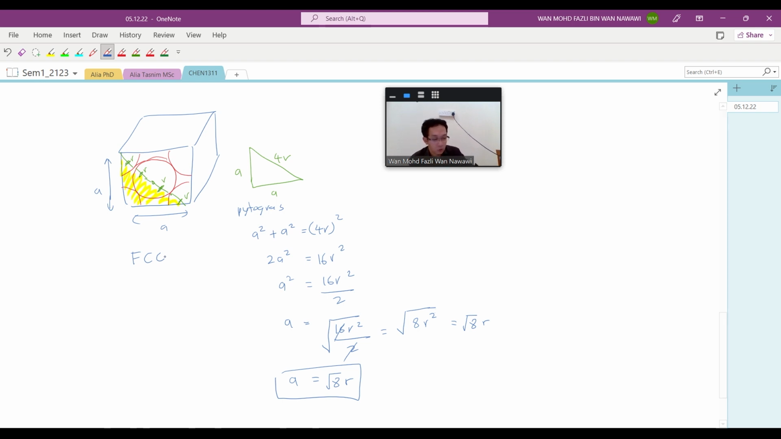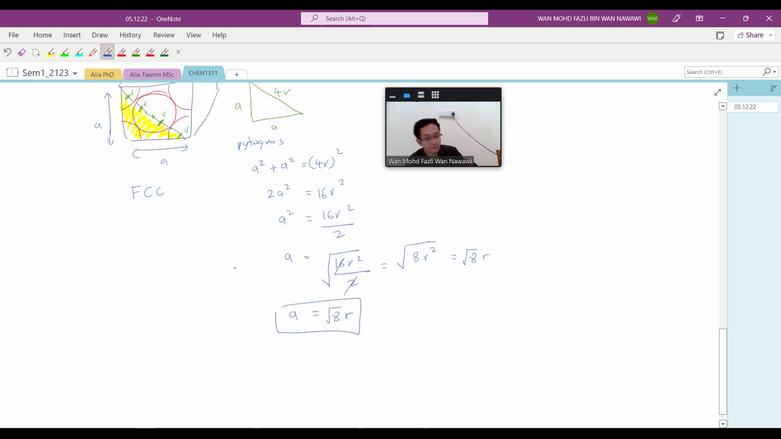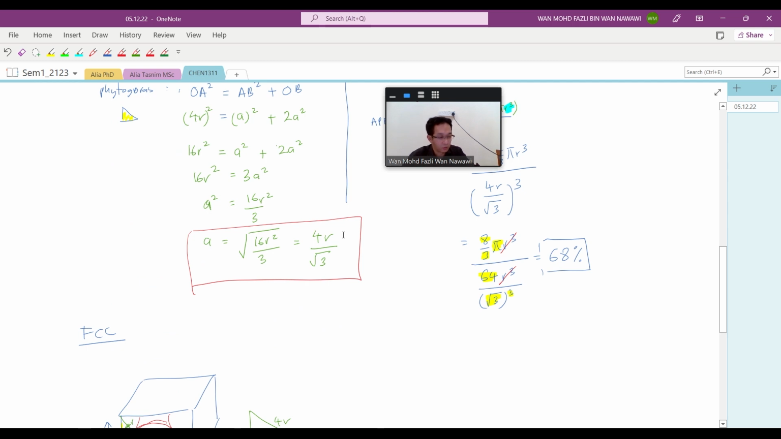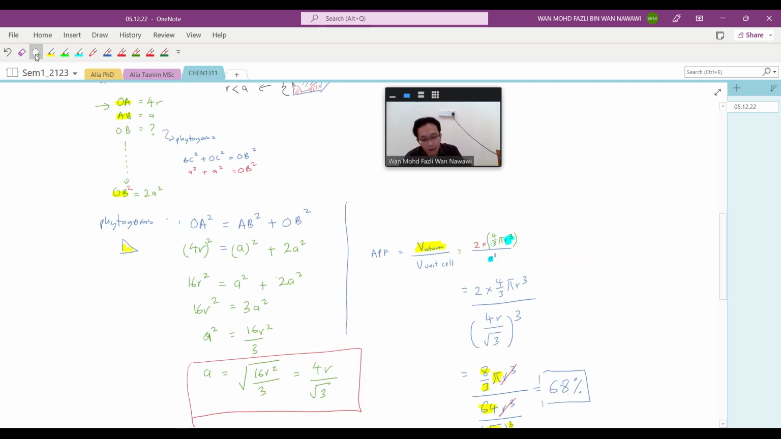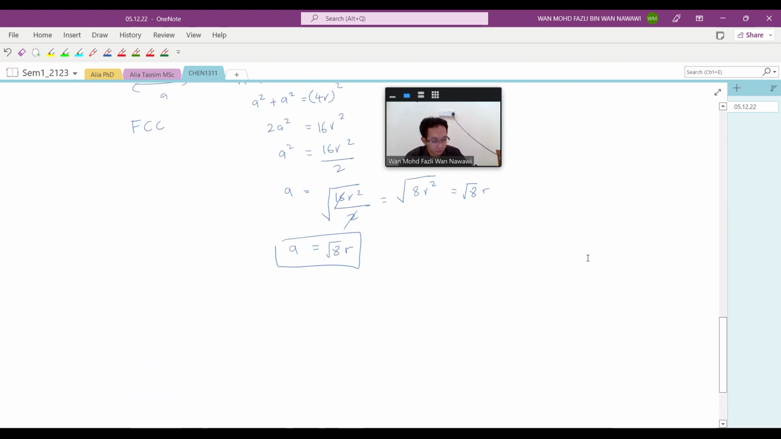Okay, so when you have this correlation, then you can find the APF. You know the calculation of the APF is this. Let me copy this again, Control C, and then we go to the bottom. Let me put it here, Control V.